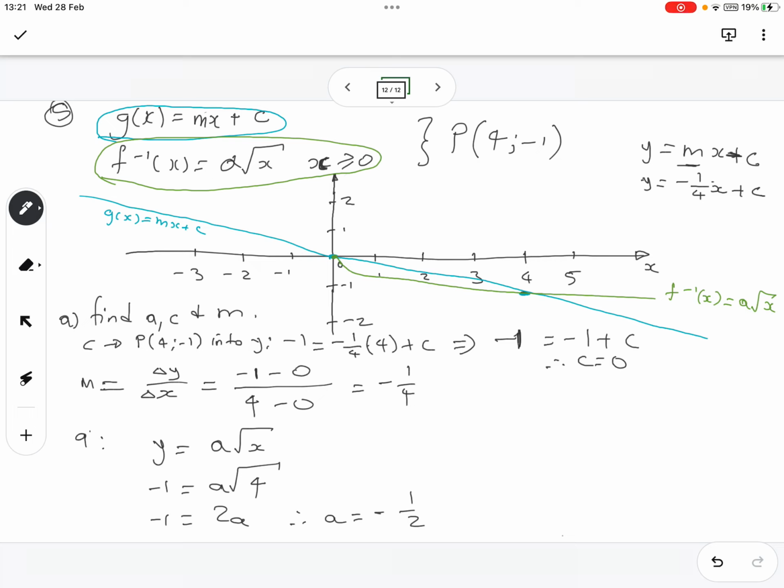Then we must find the domain and range for f inverse. So what's the domain for f inverse?